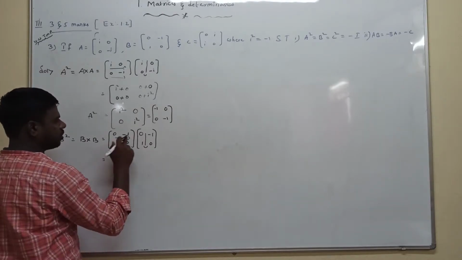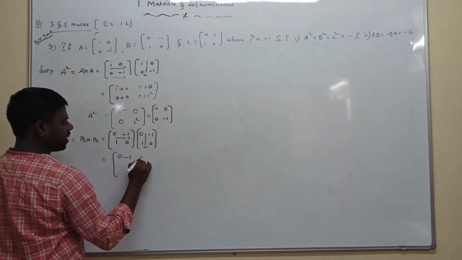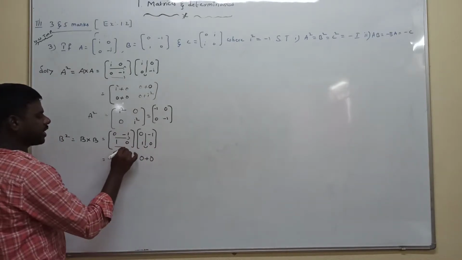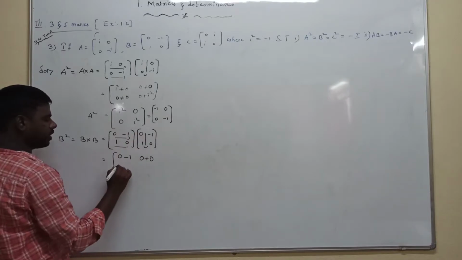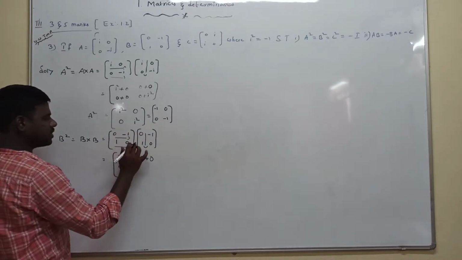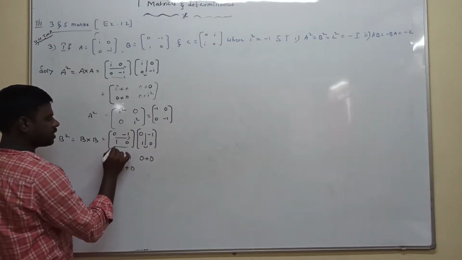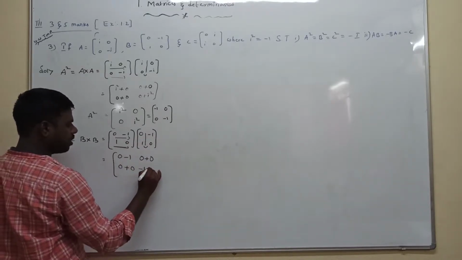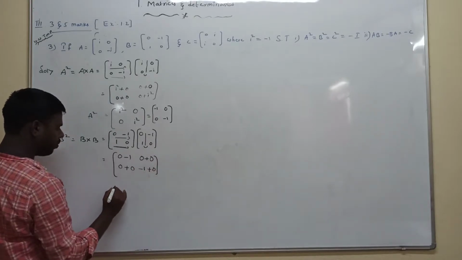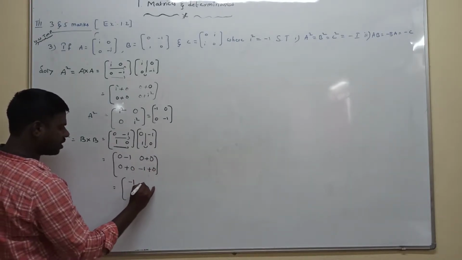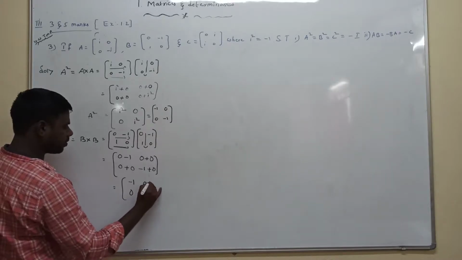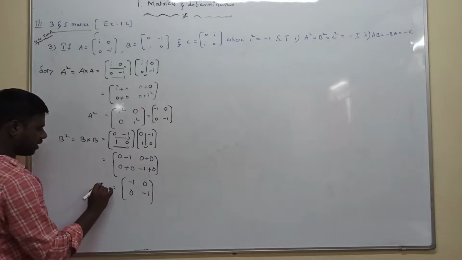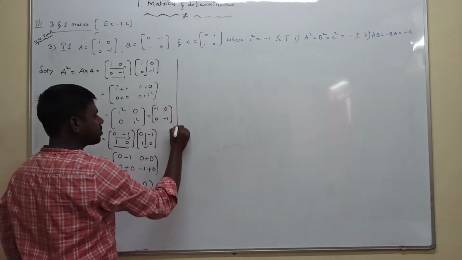Next product, first row, second column: 0 into 1 is 0 plus -1 into 0, 0. Next product, second row, first column: 1 into 0, 0 plus 0 into 1 is 0. Next product, second row, second column: 1 into -1, -1 plus 0 into 0, 0. You got the answer finally -1, 0, 0, -1. So A square and B square both are similar. Next we need to calculate C square.